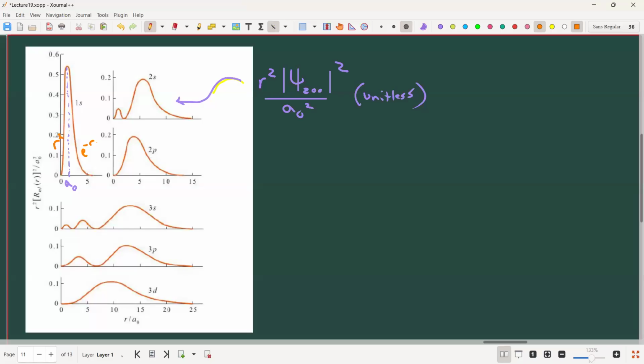And so you can see now, the 1s is at a naught. This is why we say the bond length is roughly an angstrom, because the most probable place to find the electron in the 1s orbital is right there at the peak, a naught.